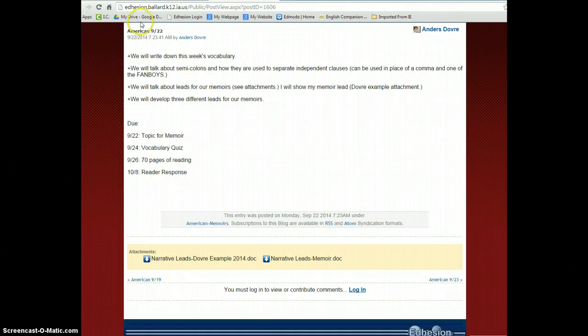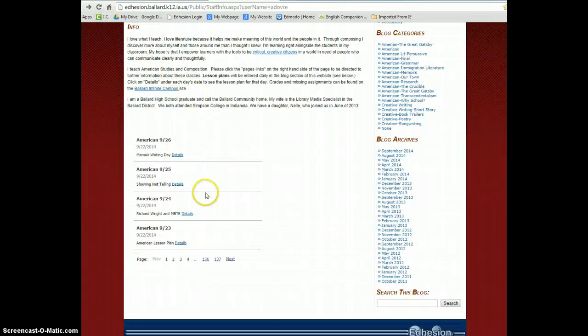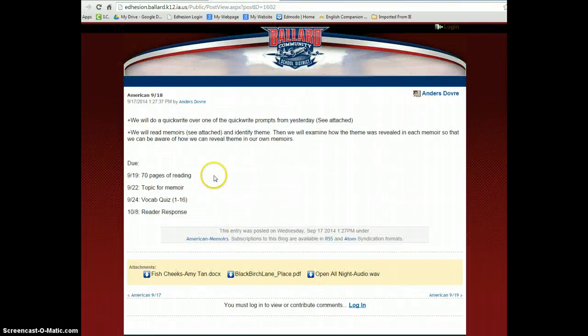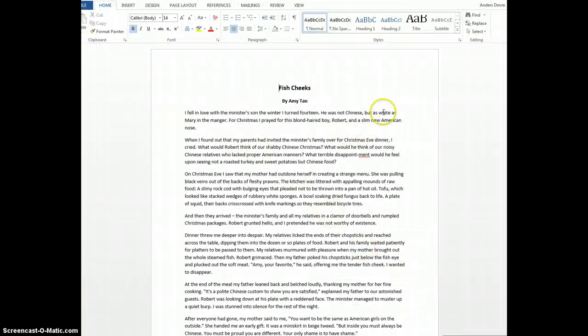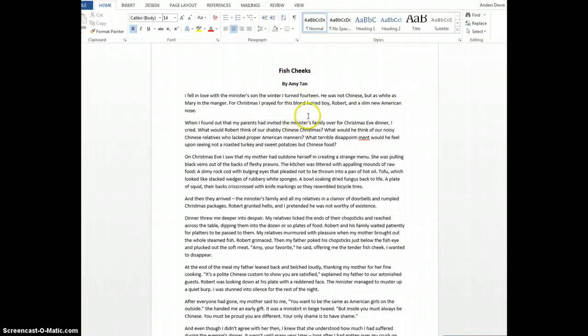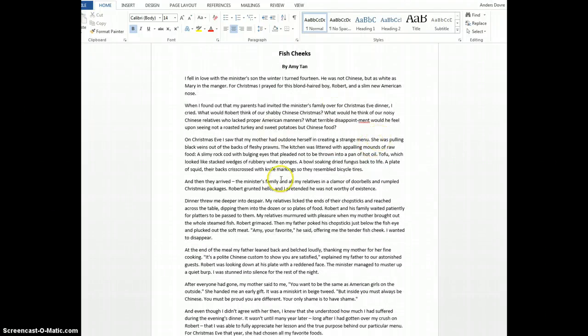And if we go back to the website, before we talked about leads, we talked about theme. And what we did was we read some memoirs. So, for instance, we read Fish Cheeks by Amy Tan. And after we read it, we thought about the idea that the memoir was about, and we thought it was about being yourself. And so then we thought about how does Amy Tan get across the theme of being yourself?